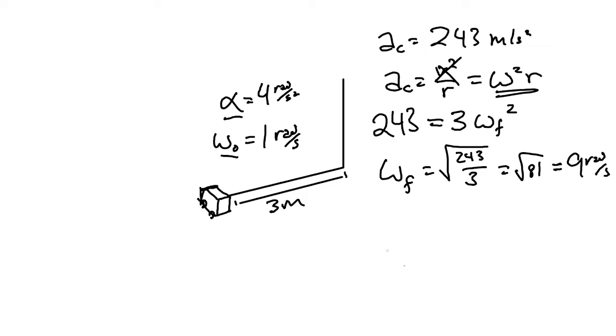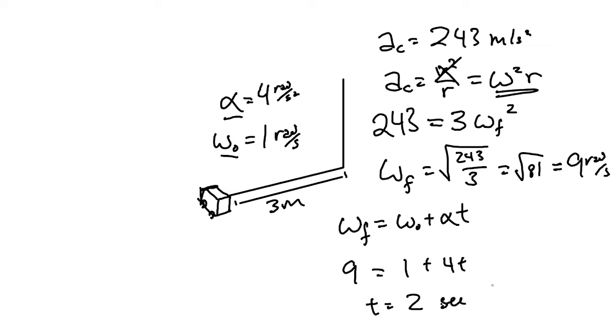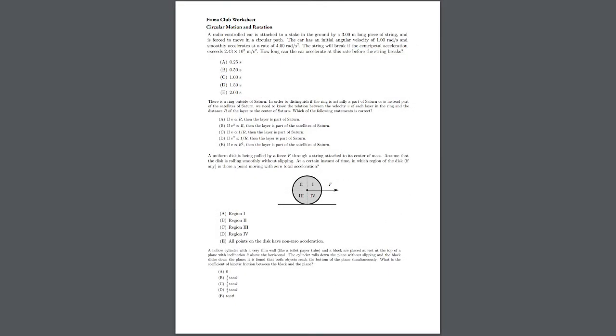Okay, so moving on, we have our final angular velocity, our initial angular velocity, and an angular acceleration, and we're trying to find our time. We can look back at our rotational analogs for the kinematic equations: final velocity equals initial velocity plus angular acceleration times time. Plugging in, 9 equals 1 plus 4t. So t equals 8 divided by 4, which is 2 seconds. If we look back at our worksheet, that gives us answer choice E. All right, next one.